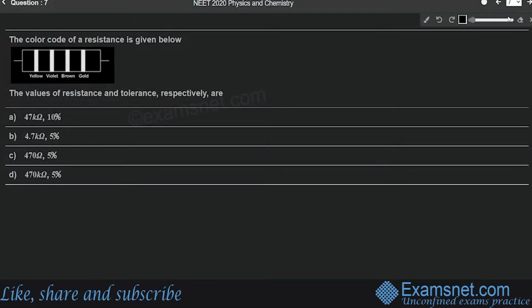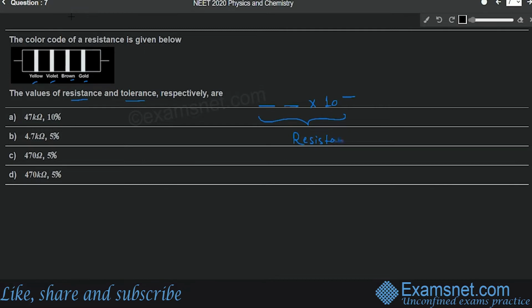Question number 7 is from the chapter Current Electricity, and the question is: the color code of a resistance is given below. Here yellow, violet, brown and gold colors are mentioned, and it is asked what the values of resistance and tolerance respectively are. How do we write the resistance? The first two color codes are written as the first two digits, then the third color code is written as a power of 10. So the first three colors give us the resistance.